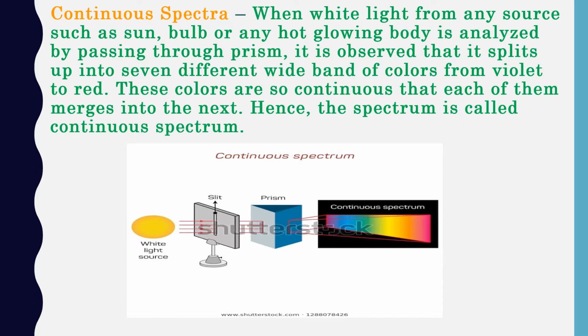It may be noted that on passing through the prism, the red color with the longest wavelength is deviated the least, while the violet color with the shortest wavelength is deviated the most. So this is known as continuous spectra.